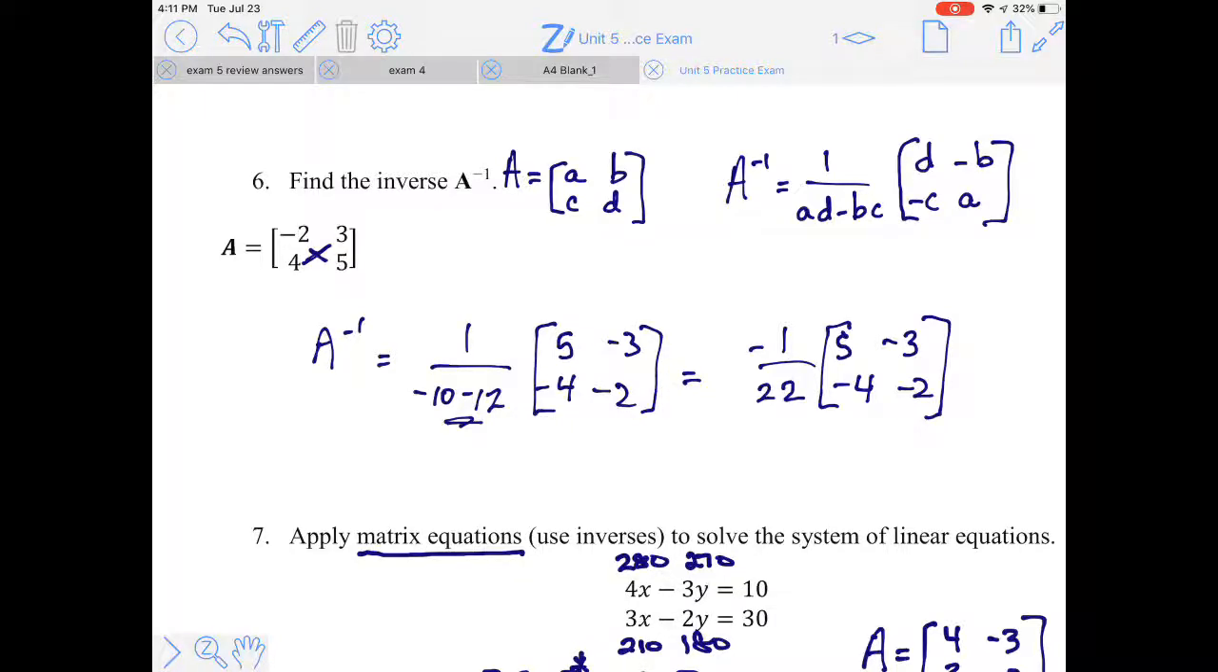For finding the determinant of a 3x3, did we only learn the minor matrix way? No, there were two different.